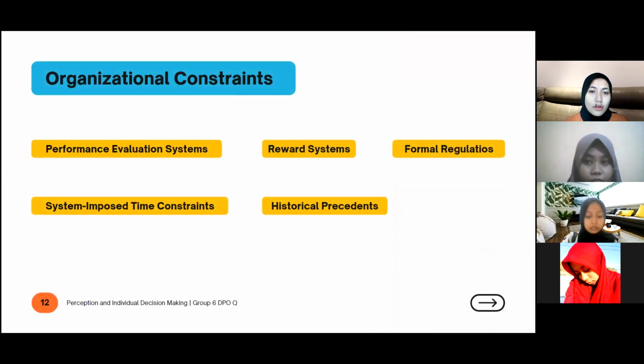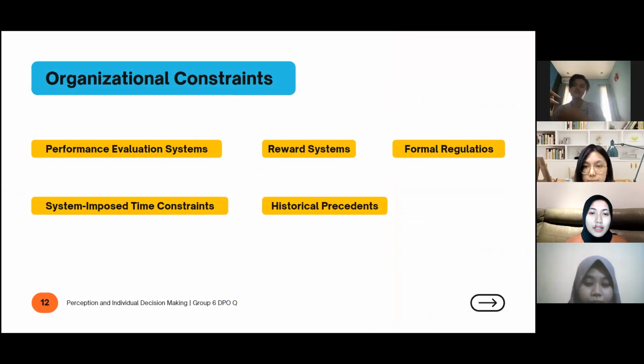And the next is organizational constraints. Organizations can constrain decision makers, creating deviations from the rational model. And there are five factors in organizational constraints. The first is the performance evaluation system. Managers are influenced by the criteria on which they are evaluated.